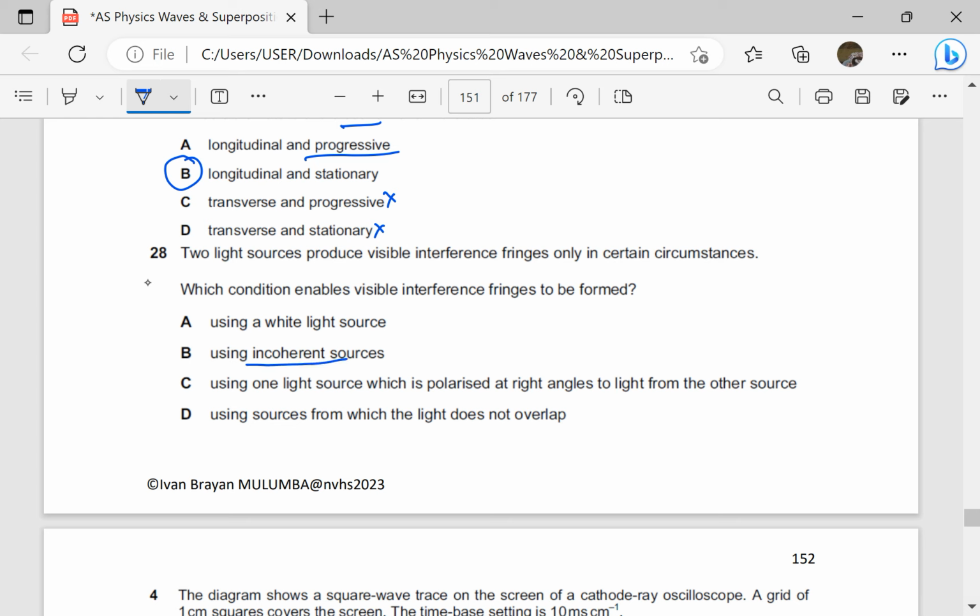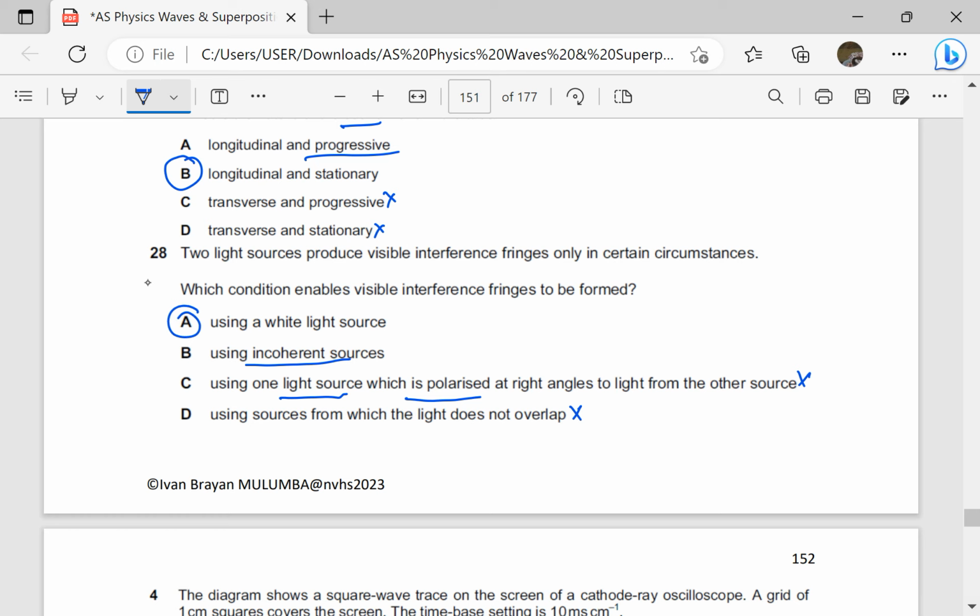So using incoherent sources, that one does not form interference patterns. Using one light source which is polarized at right angles to light from the other, that one does not produce visible interference fringes. One light source cannot produce visual interference fringes. Using sources from which the light does not overlap, of course, if there is no overlapping, then there is no interference. So the answer is going to be A.